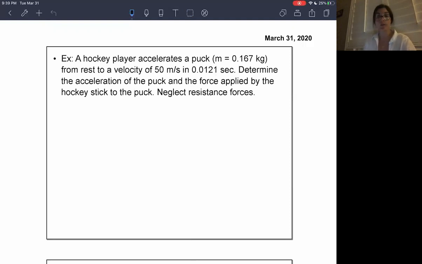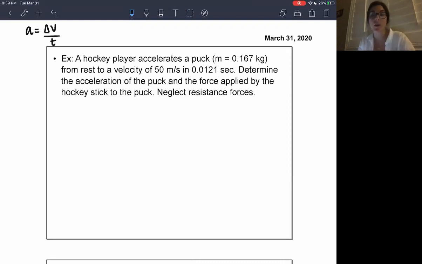First of all, what I'm noticing is that they're giving me information about time and velocity. They didn't actually give me the acceleration of the hockey puck. So I need to know how to solve for acceleration. So throw back to Unit 3 when we were using kinematic equations. Your acceleration is how much your velocity changes in a certain amount of time.